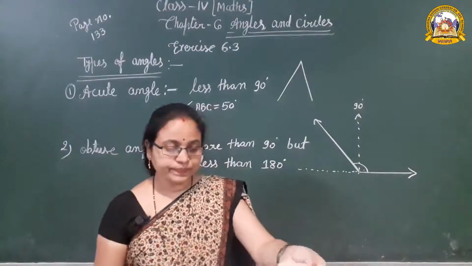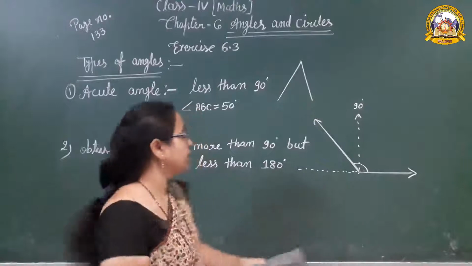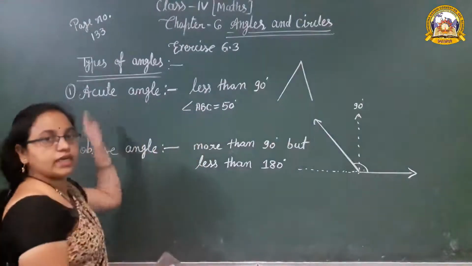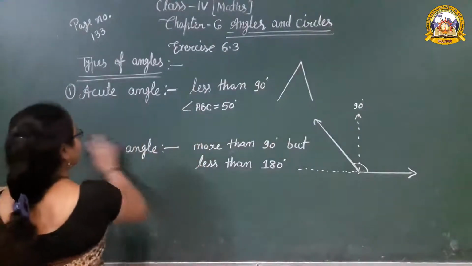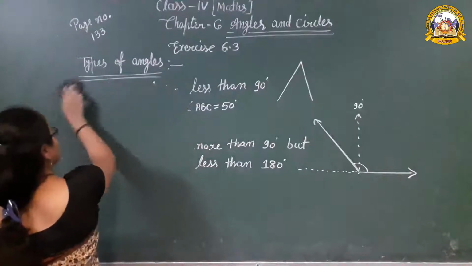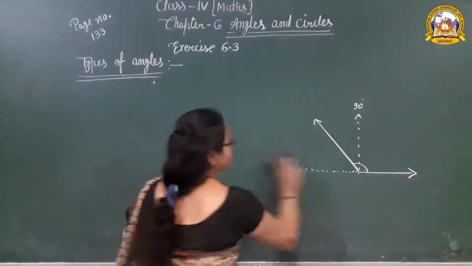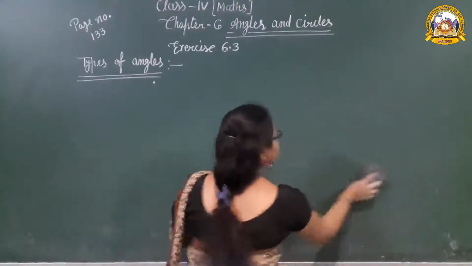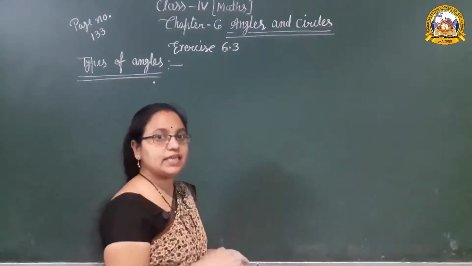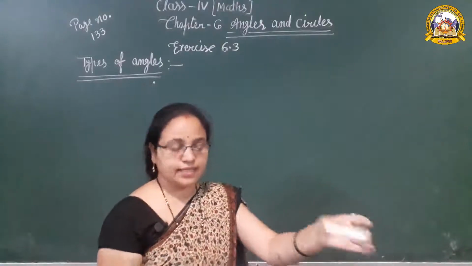Next, right angle. The first was the acute angle, then the obtuse angle. Now the third one is the right angle. Now what is the definition of the right angle? An angle that is measured 90 degrees is called a right angle.